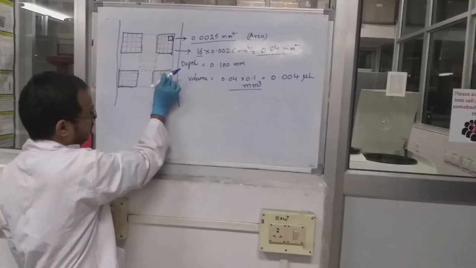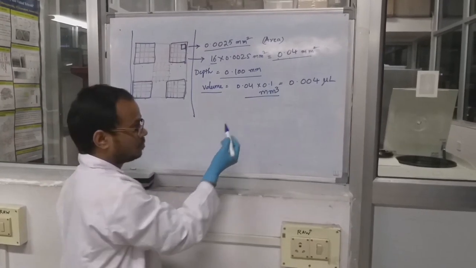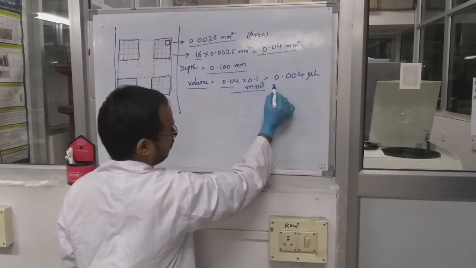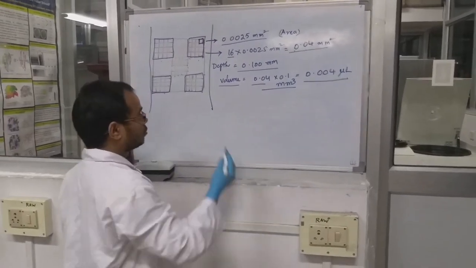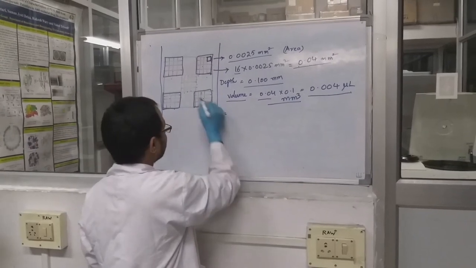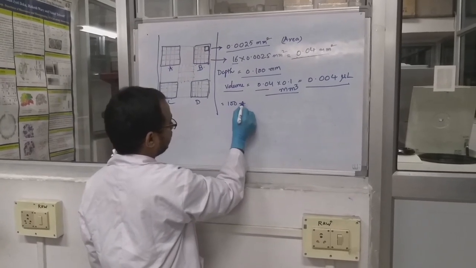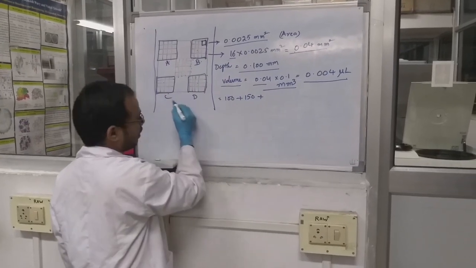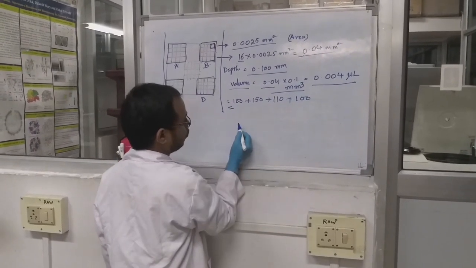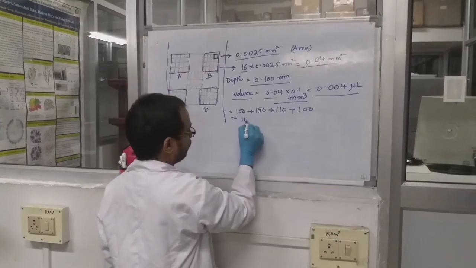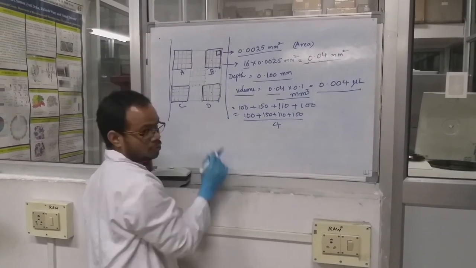The depth of each well is 0.1 millimeter. So what is the volume? 0.04 into 0.1, so that is total 0.004 millimeter cube or 0.004 microliter. Say we have counted cells in each well. Say this is A, B, C, D. Here we have 100, here we have 150, here we have 110, here we have 100 again. So for the total cells, we have to take the average. That means 100 plus 150 plus 110 plus 100 divided by 4, as we are counting 4 squares.